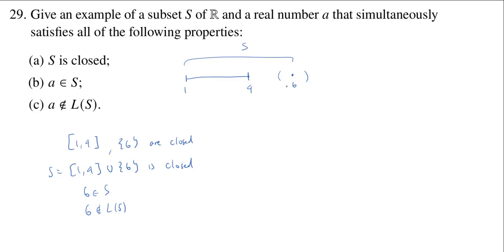6 from S, right? So if this was 7 and 5, this interval (5, 7), if I get rid of 6, does not intersect S. So this implies 6 is not a limit point of S. And there we go. We've got a point in a closed set, which is not a limit point. All right, let's check out problem number 30.